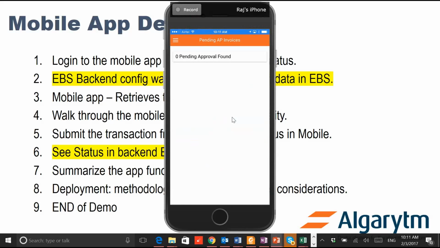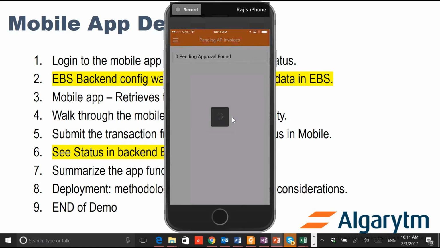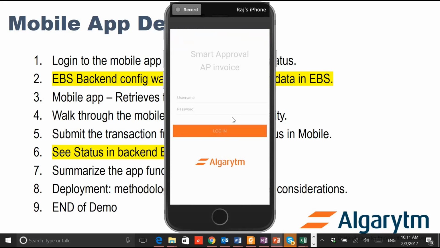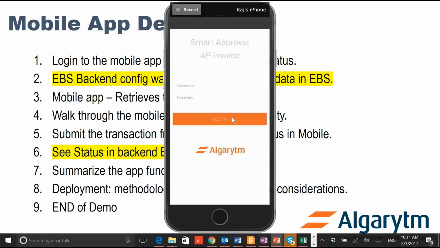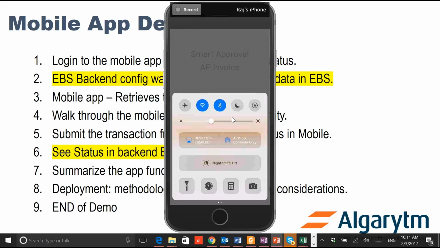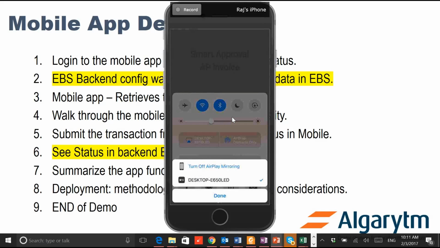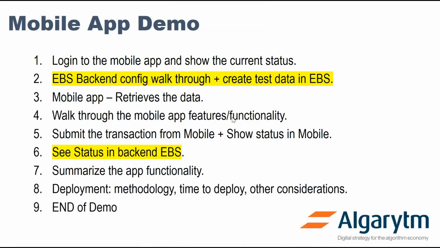So right now you will see that there are no pending AP invoices, and so I will log out, and I will turn over the screen to our functional expert, and he will create an AP invoice in the EBS system. And I think to share the EBS screen, we have to disconnect the mobile app. I have done that. So now, could you please show us how you are creating an AP invoice in the EBS system? I will share the screen to you.